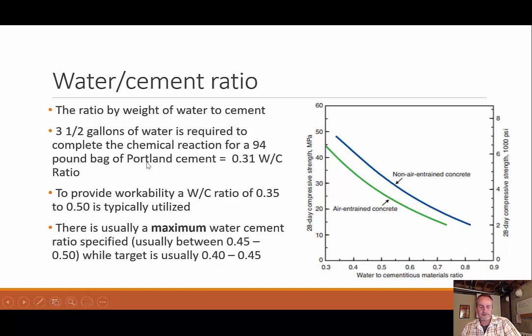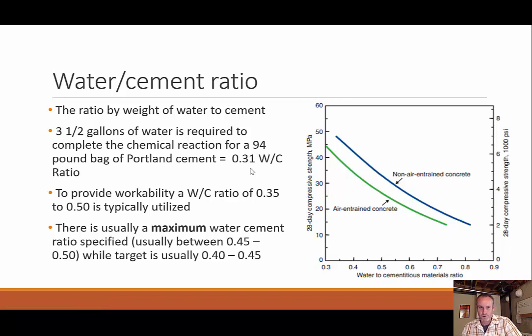So what do we have here? We have some general guidelines. 3.5 gallons is needed for a 94-pound bag of Portland cement. So for the CM majors, you'll probably have an estimating class where you're estimating how much water you need to mix with your cement to create your concrete batch, and so this would be the baseline, the absolute minimum, and this gives you a water to cement ratio of 0.31.